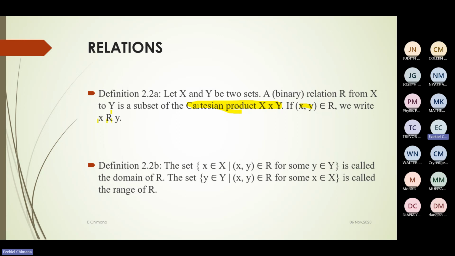I'm sure you remember how you can come up with a cross product, and you are not required to do the Cartesian product to come up with a relation. I'm just saying so that you get the basics of what a relation is. It's just a subset of a Cartesian product. If you're given two sets, X and Y, a relation from those sets is just a subset of the Cartesian product of those sets. You can write it as X R Y.